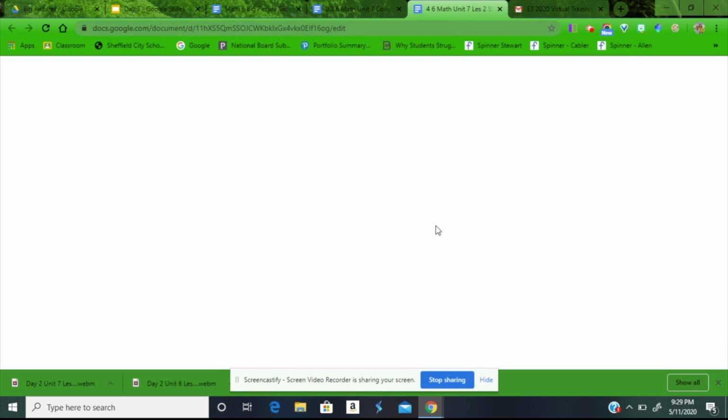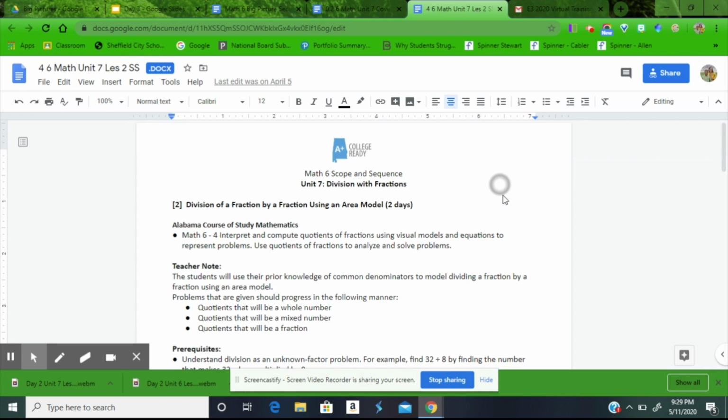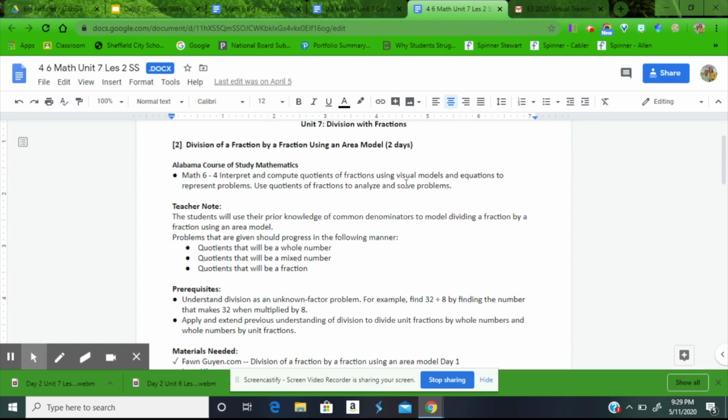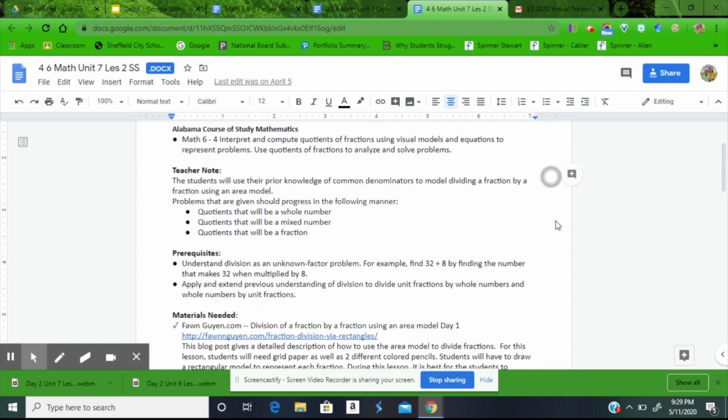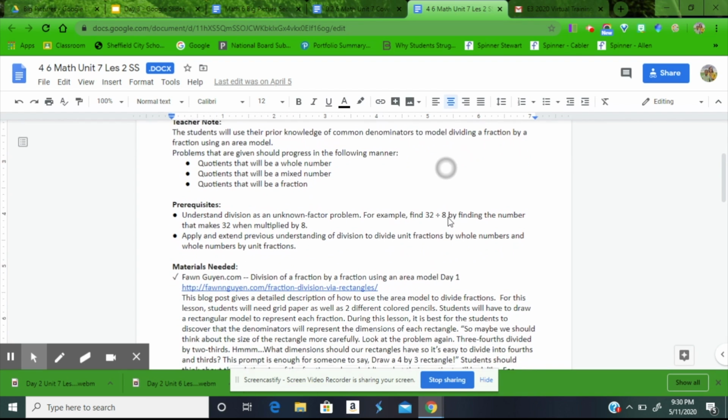So let's look at the scope and sequence for Lesson 2, division of fraction by fraction using an area model. Again, you have your 2 days, you have your course of study standard, and then you have your teacher note that is specific to this lesson. It says the students will use their prior knowledge of common denominators to model dividing a fraction by a fraction using an area model. Problems that are given should progress in the following manner. Quotients that will be a whole number, quotients that will be a mixed number, and quotients that will be a fraction. Below that, you have your prerequisites.